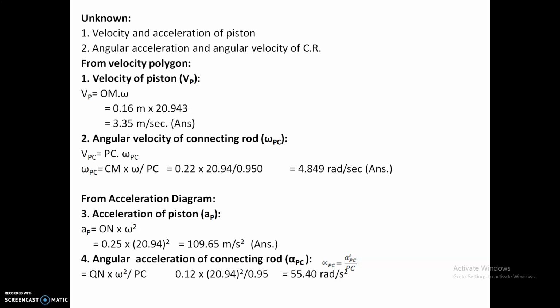So in this way, you have to apply the formulae given by Klein's construction for getting the unknowns. So this is the problem on case number 1, where the crank is rotating with uniform angular velocity. In the next problem, we will take another case where the crank is rotating with non-uniform angular velocity.